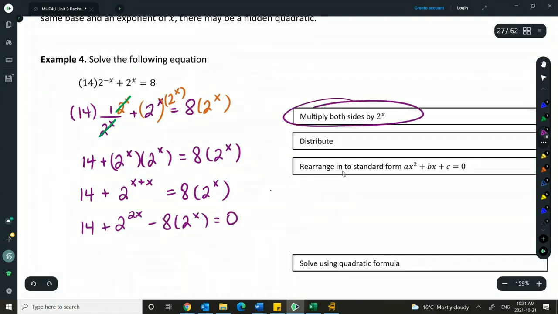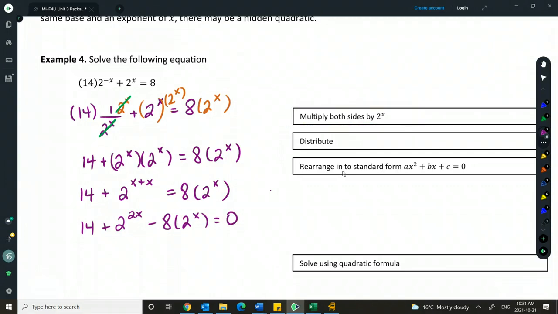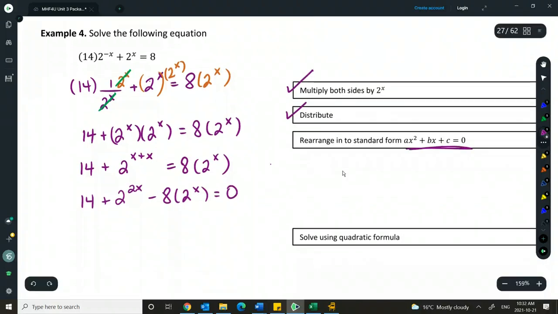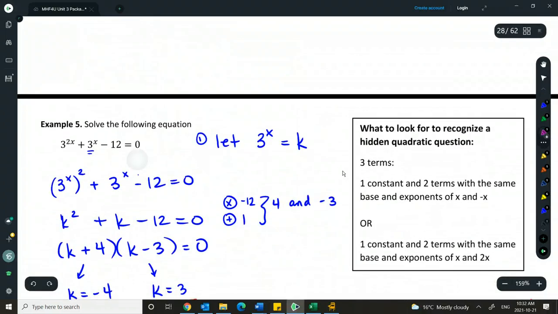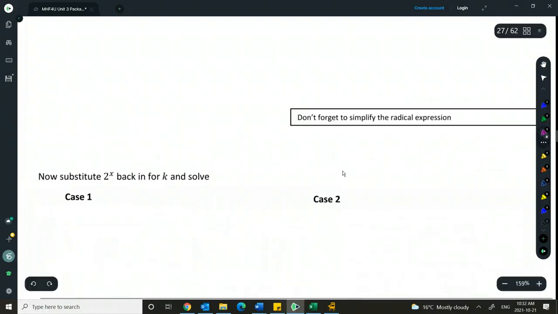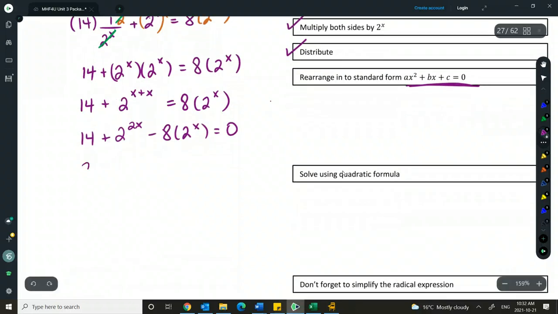Okay, so we have multiplied every term by 2 to the x. We have simplified, or in other words, distributed that 2 to the x into every term. Now I want to just rearrange this so that we're in a similar format to what we had in this question, which is I want the base with the 2 to the x, then the base with the x, then the constant. So let's rearrange this in descending order. So 2 to the 2x will be first, minus 8 to the 2x, plus 14 equals 0. Okay, so this is now rearranged.